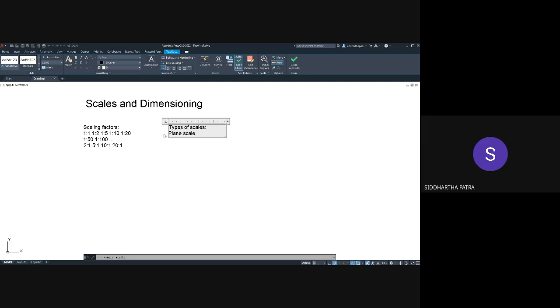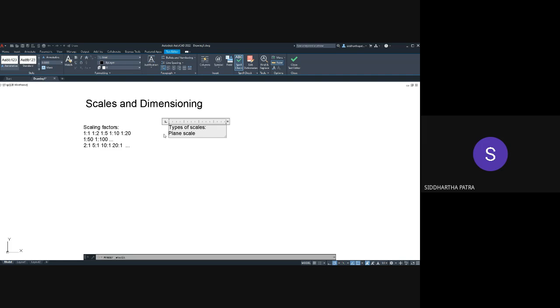Okay, so we don't precisely draw a given dimension the way it should be in real life. We either reduce it, then we would be using a reduced scaling, and the reduced scaling would look like 1 is to 1, 1 is to 2, 1 is to 10, etc. The number on the left hand side of the ratio represents what's on the paper, and the number on the right hand side is what is being manufactured.